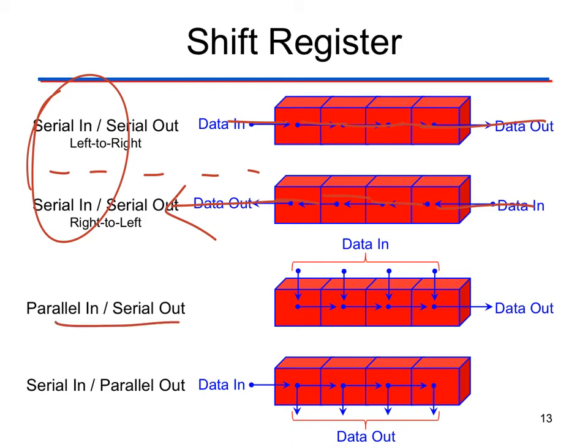Now, the next one is parallel in, serial out. Think about what parallel means. Parallel means that the signal is going to go to all of them at once. Parallel in, serial out, meaning now it's going to be linear out. They're all going to go in at the same time, but they're going to come out one at a time. All right? The last one, serial in, so they're going to be linear in, but parallel out. May not make a whole lot of sense right now. We'll do an activity with this, and hopefully this will begin to make sense for you.